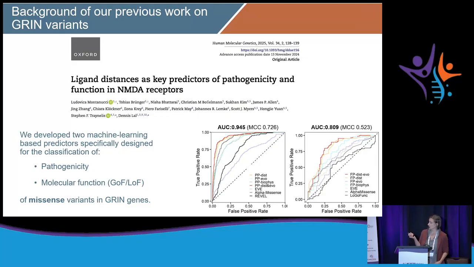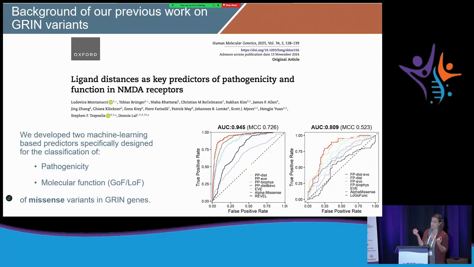So last year we published a paper in which we presented two machine learning methods that were specifically designed for variants in GRIN genes. The first one is a pathogenicity predictor, and the second one is a computational predictor for gain or loss of function, increase or decrease in functionality. And we found that despite having many general computational predictors, like AlphaMissense or REVEL, our predictor, the one tailored specifically to GRIN genes, outperforms the existing ones.